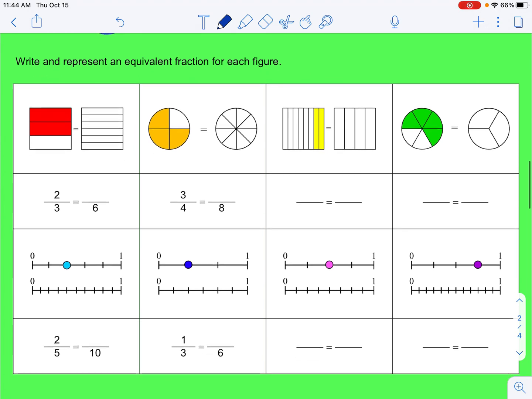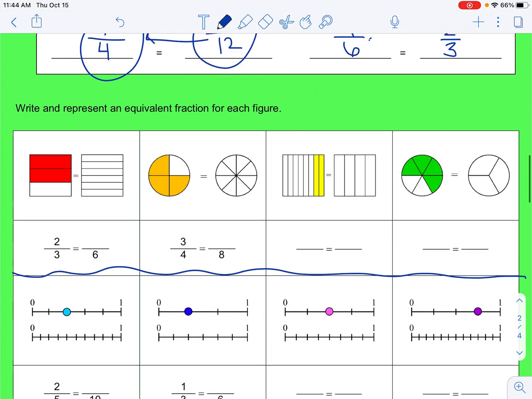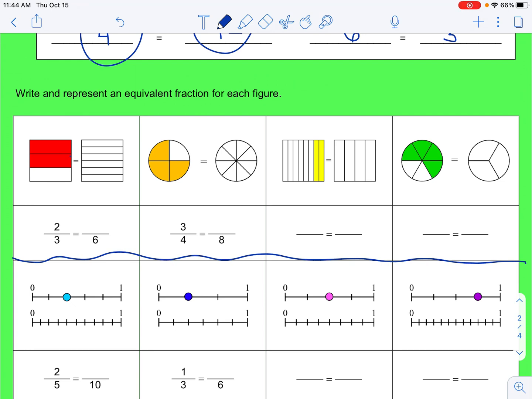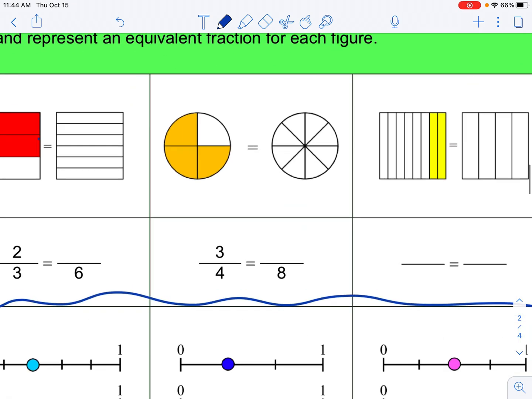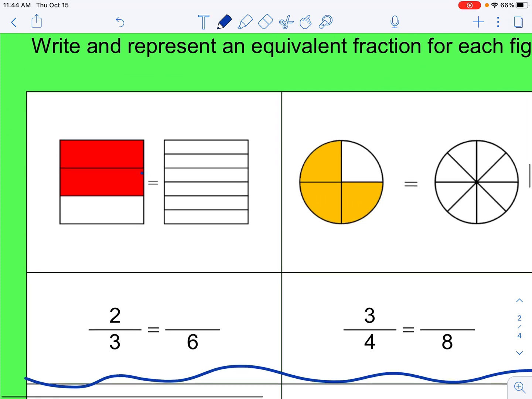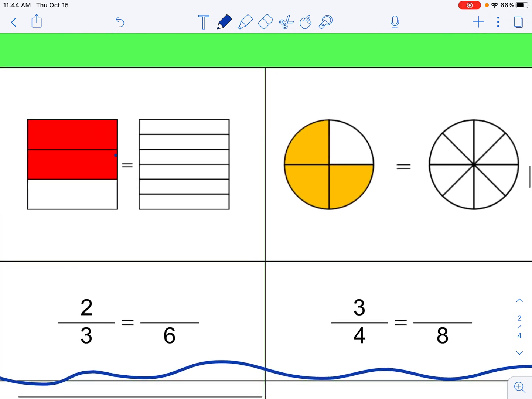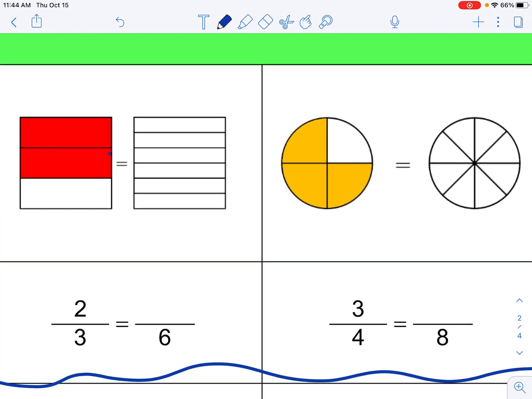Alright, let's move on. So now we are going to write and represent an equivalent fraction for each figure. So it's like pretend there's a line here. Okay? So the top part is for these pictures, the bottom part is for the number lines. So if that helps you separate it, please make sure you do that.